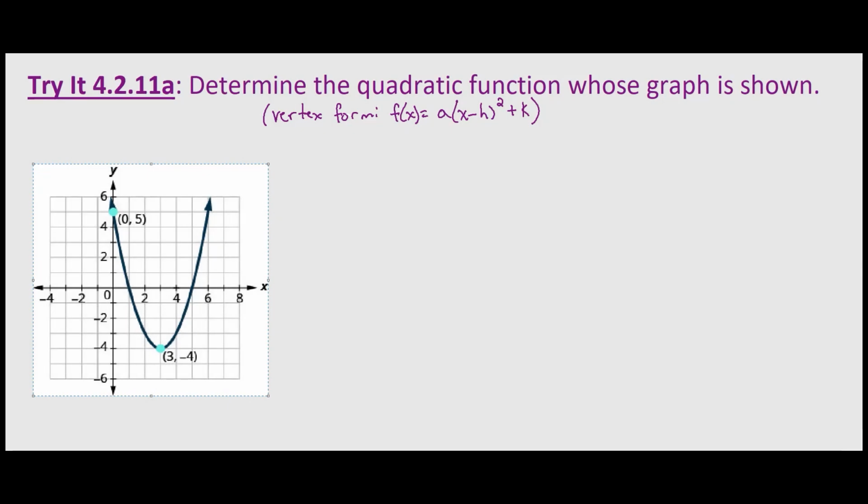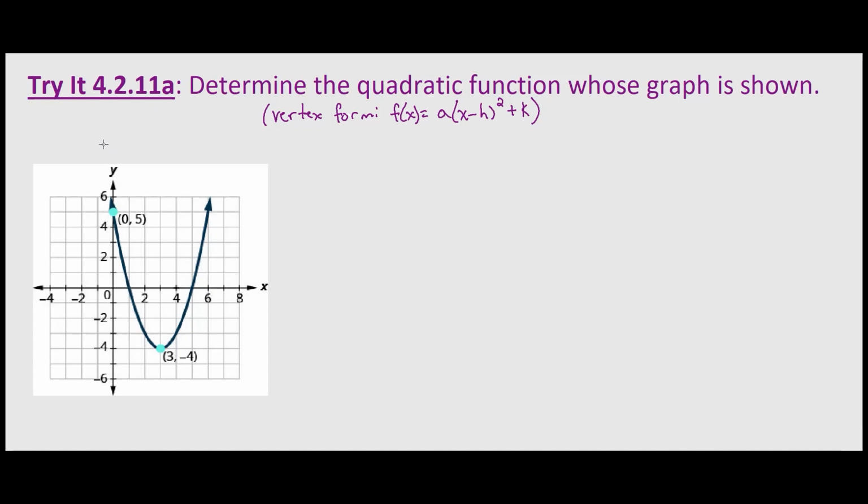So in this problem, we're asked to determine the quadratic function whose graph is shown. In order to do that, we need vertex form, which is f of x equals a times (x minus h) squared plus k, where (h, k) is the vertex of the parabola, the vertex of the quadratic function. So how do we go about this? Let's look at what we have in this graph that we're given.